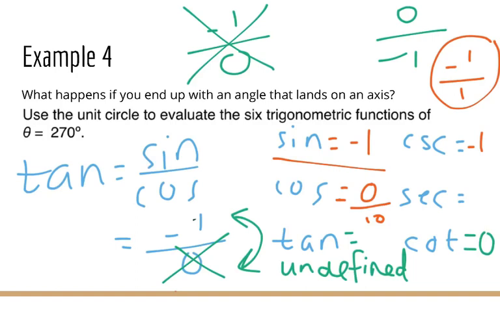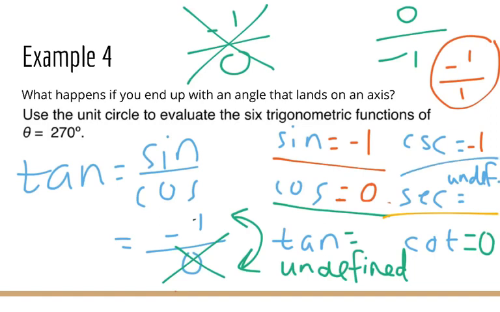If all of a sudden I flip it and now I have some number over 0, then that would be undefined. Okay, another kind of short way of saying this is cosine. When I said cosine equals 0, 0 is in the numerator. If all of a sudden for secant I'm asking you to flip it, 0 would be in the denominator, which is undefined.